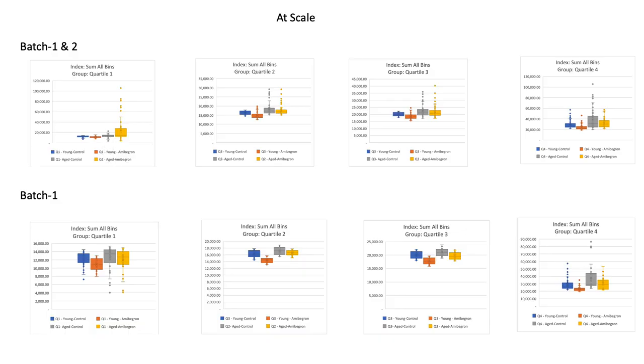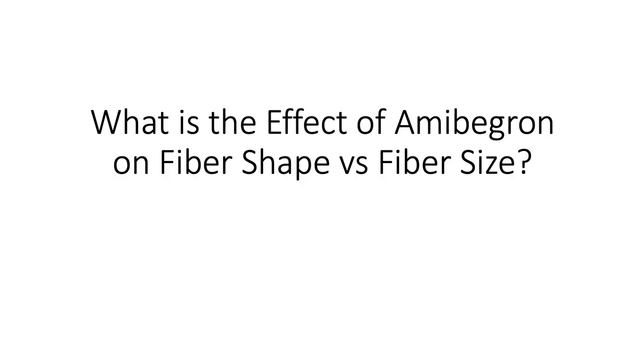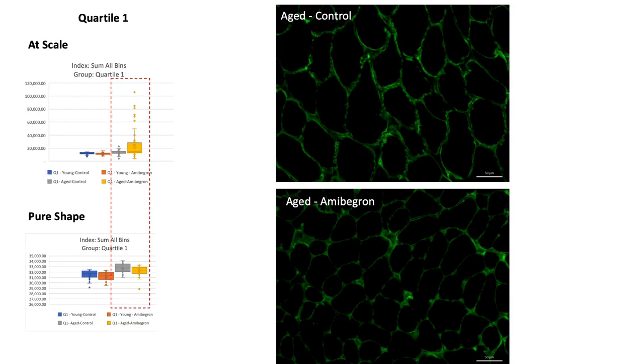So now let's move on to interpreting the results. What is the effect of amibegrin on fiber shape and fiber size? Well, let's start with quartile 1. As a reminder, quartile 1 are the smallest cells in terms of size in the particle system.